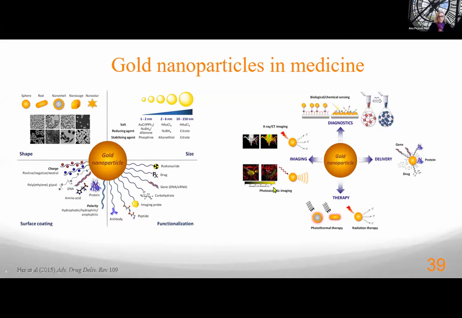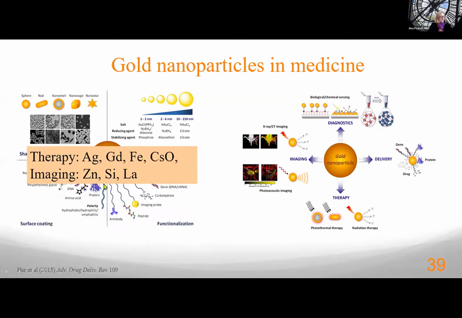But that's not really the end of the story. Presently in medicine, in therapy, the nanoparticles used are silver, gadolinium, iron, cesium, and many others. And in imaging, there is significant use of zinc, silicon, lanthanum, and any of these with proper method development and with the proper TXRF X-ray tube can be reliably quantified similar to the gold nanoparticles.